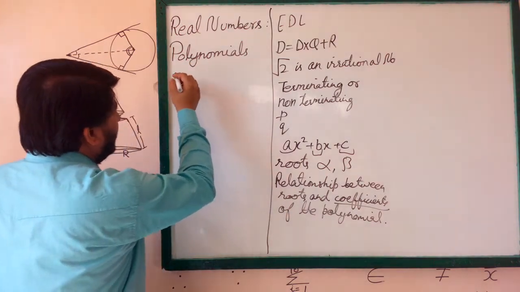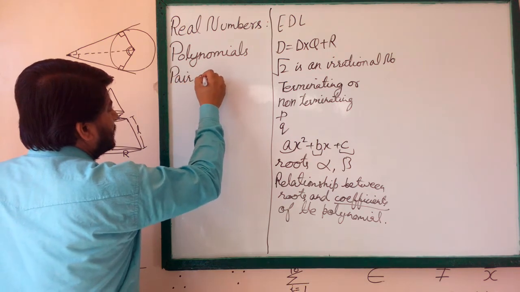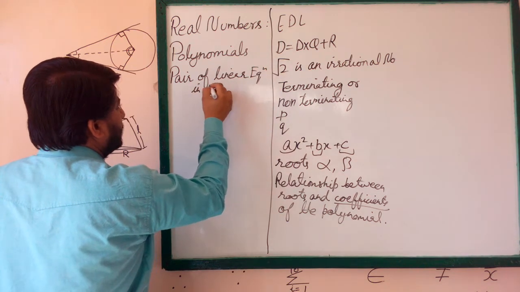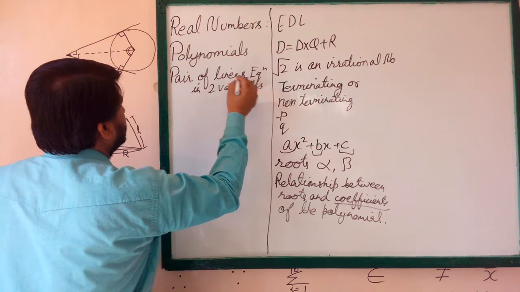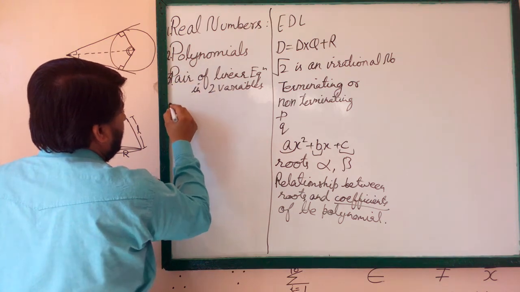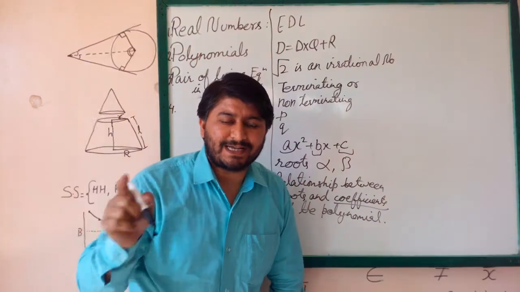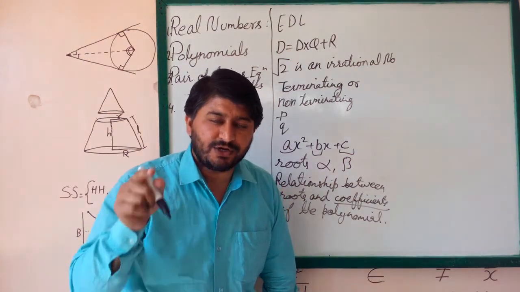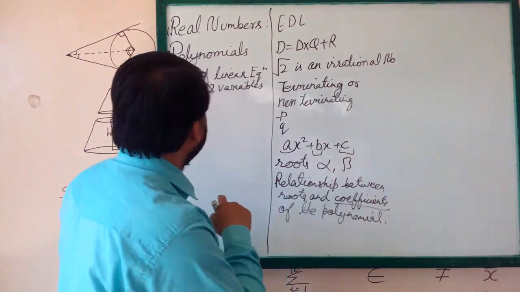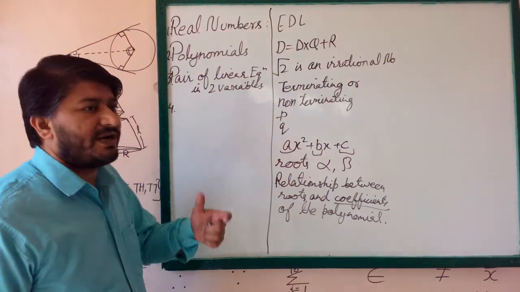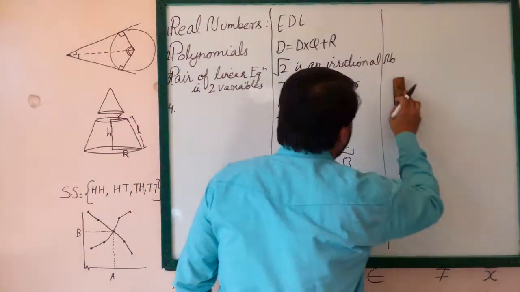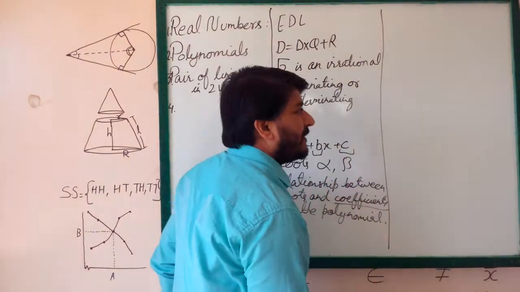The third chapter we will be doing here is pair of linear equations in two variables. In class 9 we have done linear equation in two variables, and you used to plot that linear equation in two variables on a graph. But here in class 10, we will be dealing with a pair of linear equations. It means there are two linear equations, and you need to find the roots of this pair of linear equations.